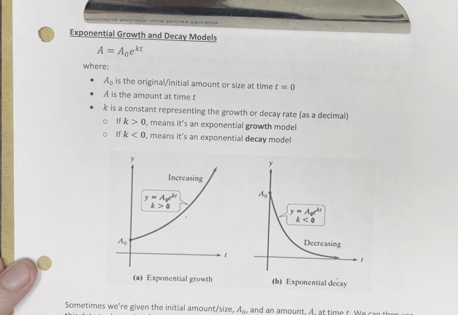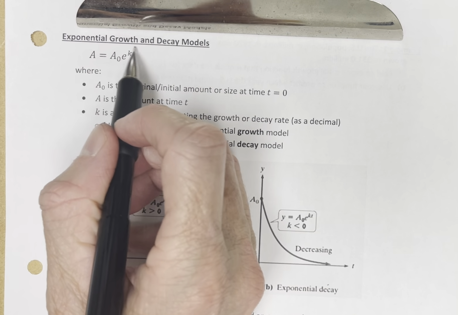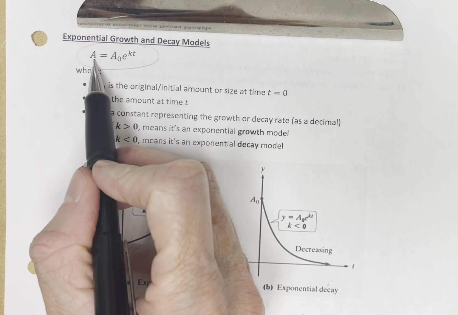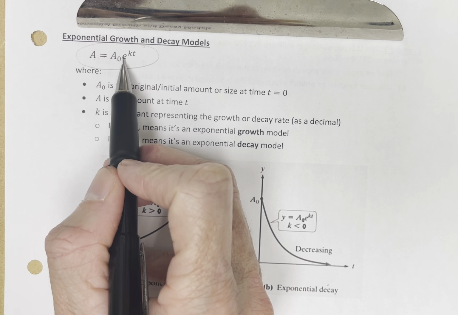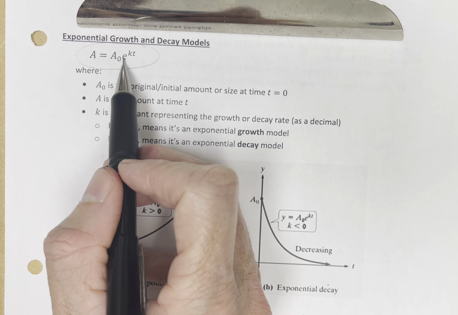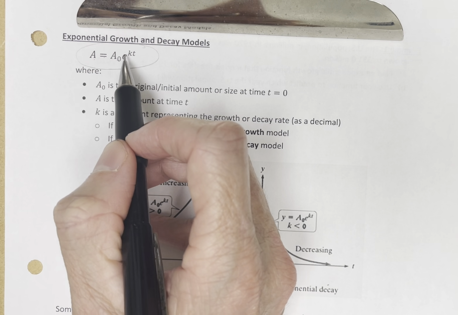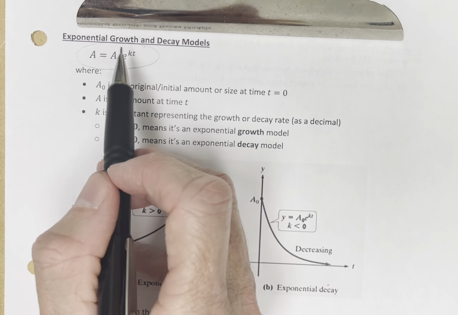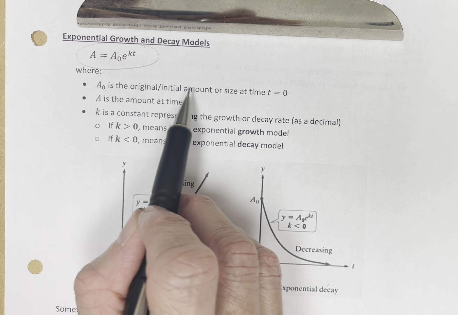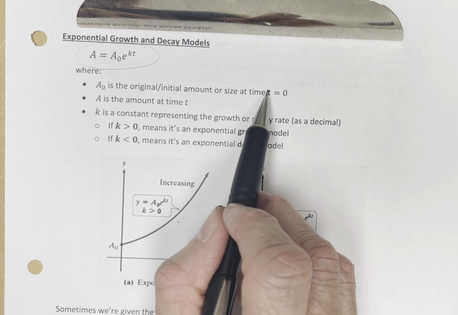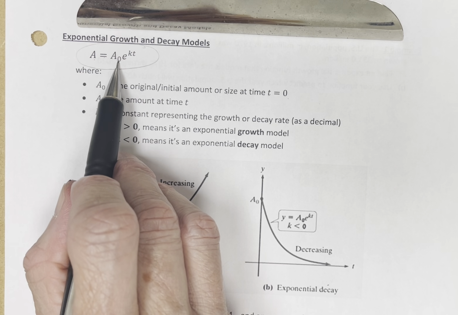Here's our model for exponential growth and decay. We're going to use this formula: A is equal to A sub 0 times e, which is the natural number, because this is what takes place in nature. We see this all around us, and that's where the number e came from, raised to the k times t. What do these letters mean? Well, A sub 0 is the original amount, or the initial amount, or the size when you set time equal to 0. That's what you're starting with at whatever time you're calling 0.